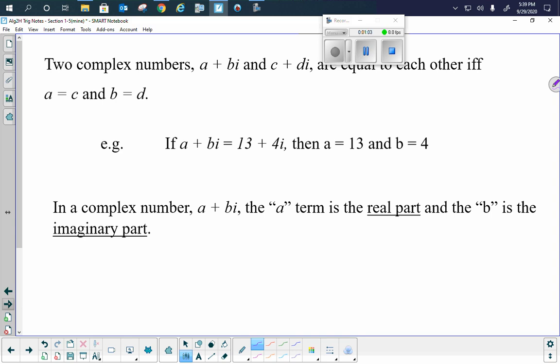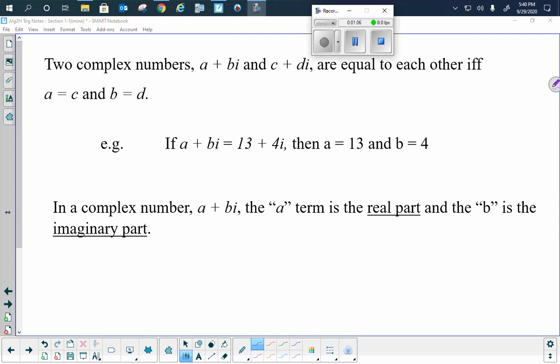All right, so two complex numbers, a plus bi and c plus di, are equal to each other if and only if. No, this is not a typo. That means if and only if a equals c and b equals d, right? Because the real part has to equal the real part and the imaginary part has to equal the imaginary part. I highly doubt you would tell me that 2 plus 3i equals 5 plus 6i, right? Because 2 doesn't equal 5 and 3 doesn't equal 6.